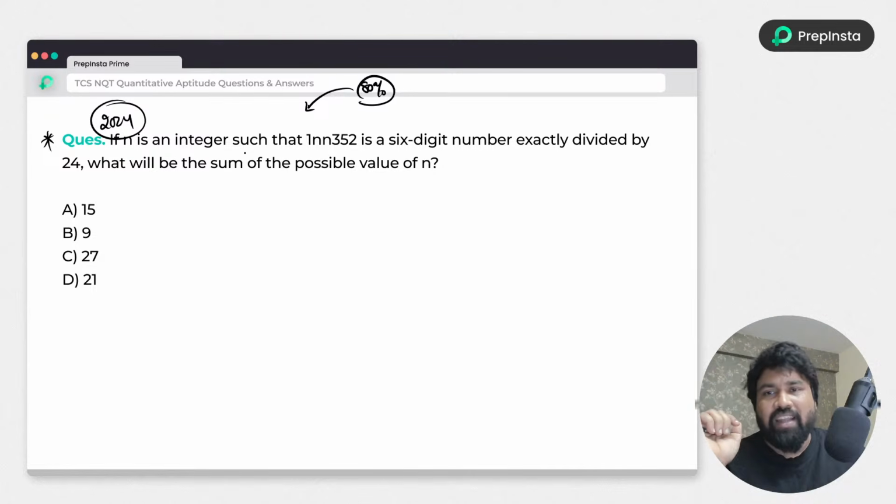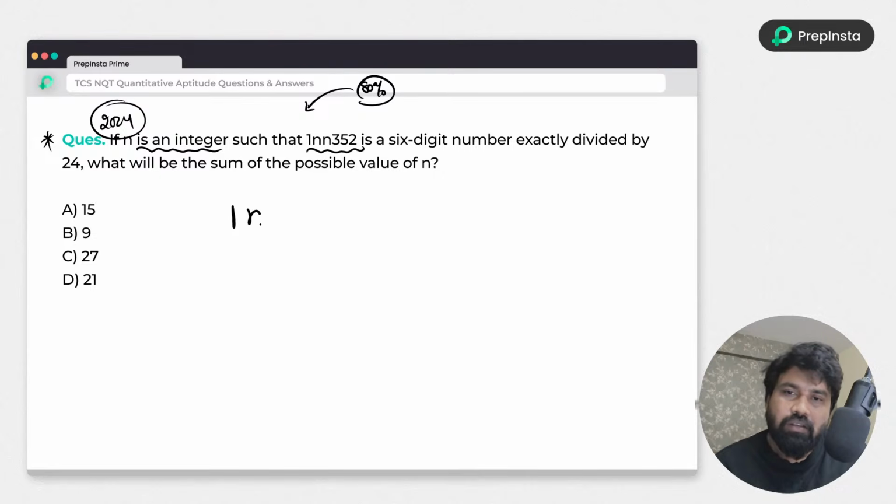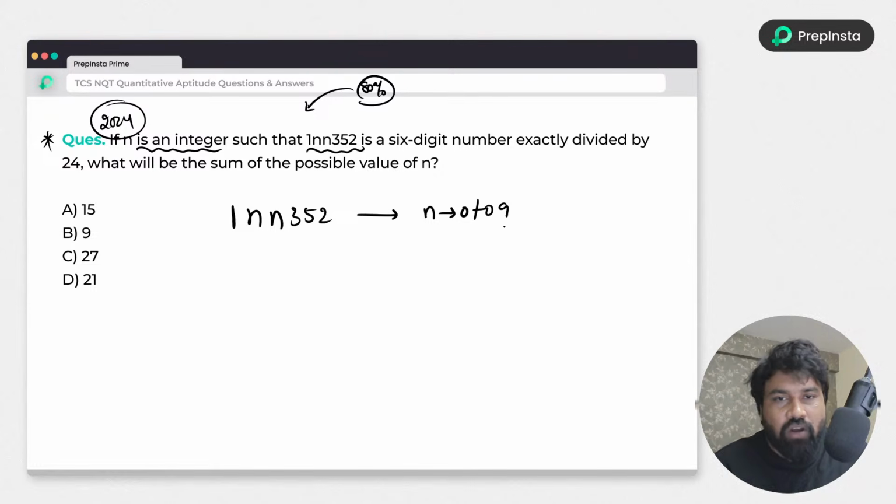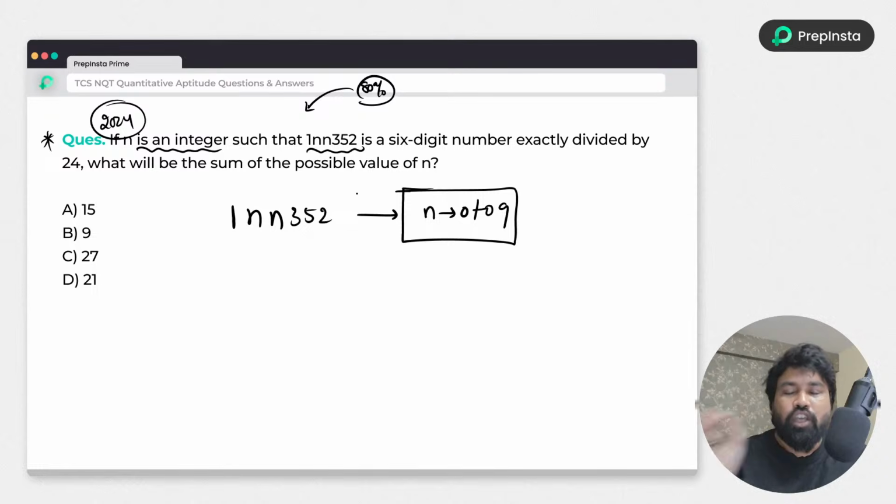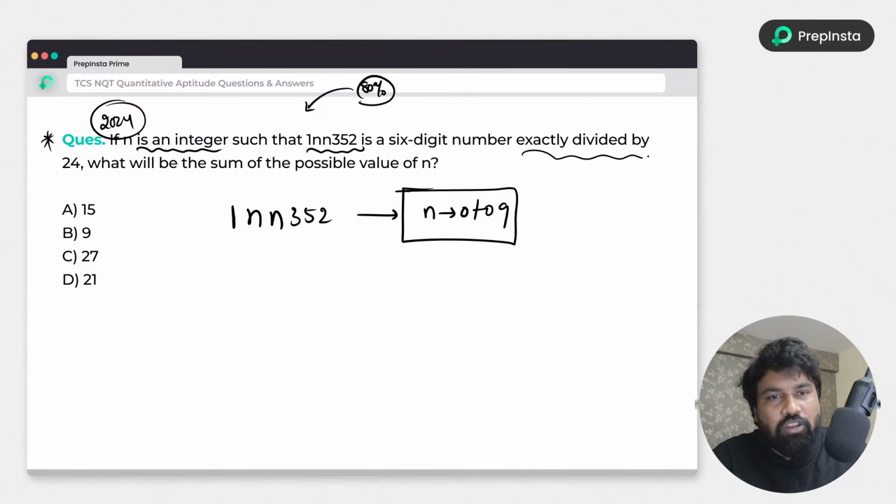Okay, if n is an integer such that 1n352 is a 6-digit number. Guys, if n is an integer and this is a 6-digit number, can I say n is from 0 to 9 or not? Why? Because it's a 6-digit number, so n must be a single digit, either 0 to 9. And it is exactly divisible by 24. Guys, 24 means I can write 8 into 3, right?